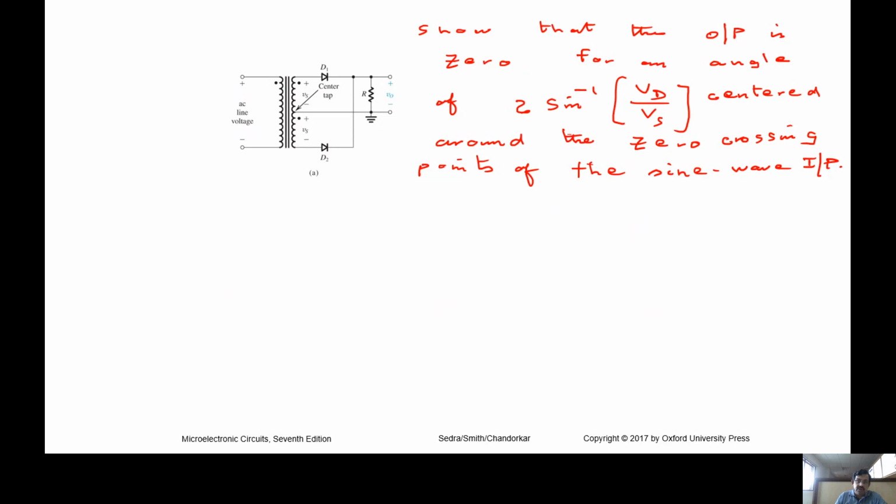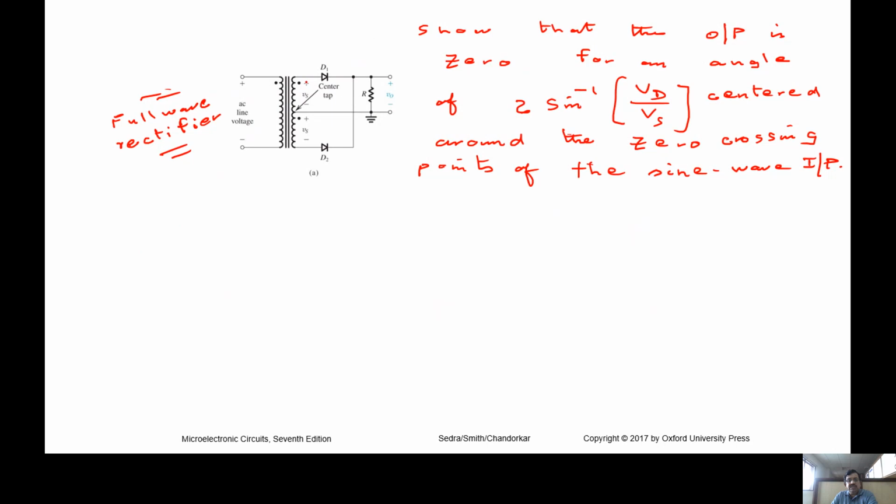Let us take one step at a time. Let us do this first. So try to understand here the output for this full wave rectifier. This is a circuit of a full wave rectifier, and it uses a center tap transformer. In the positive half of the cycle, D1 will be conducting and D2 will be off. In the negative half cycle, D2 will be on and D1 will be off.